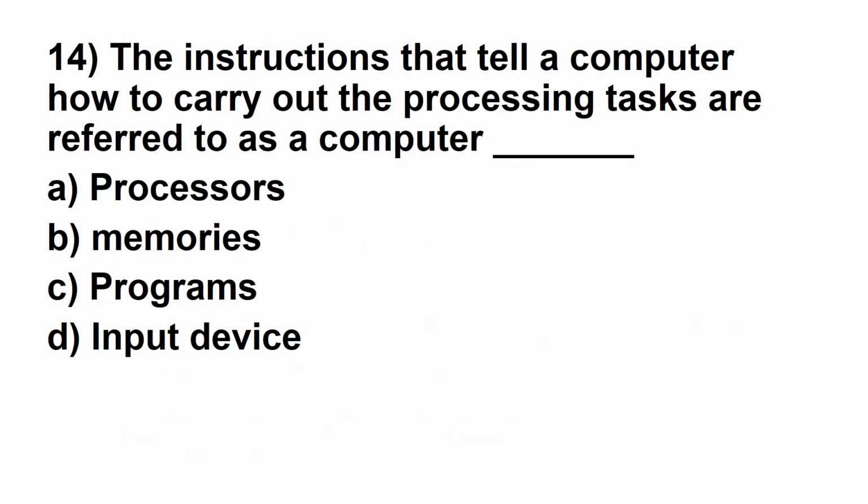Next question. The instructions that tell a computer how to carry out the processing task are referred to as a computer dash: processors, memories, programs, input device. So when the instructions are fed to a computer, the processing is done and we get some result. What are those? The tasks, whatever it is carried by a computer, are programs.